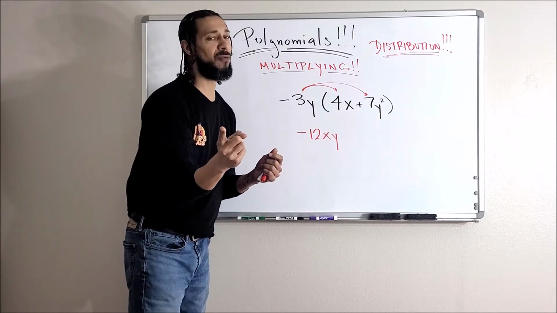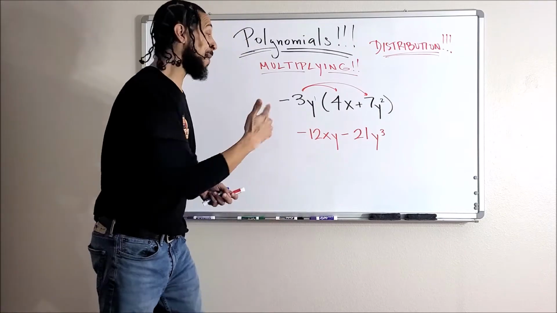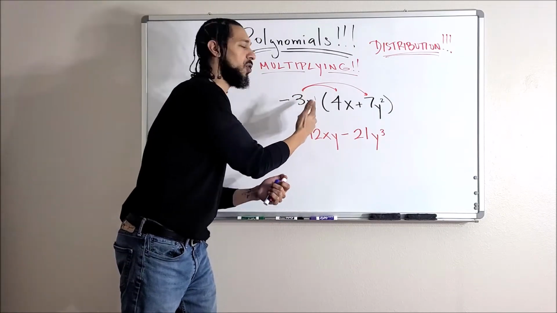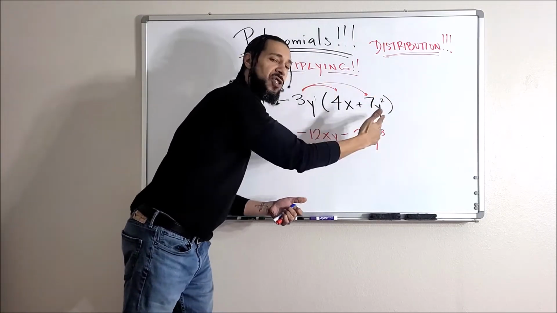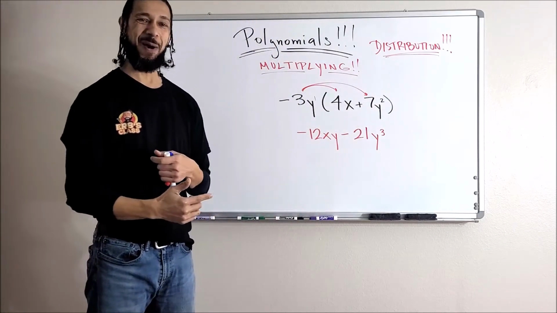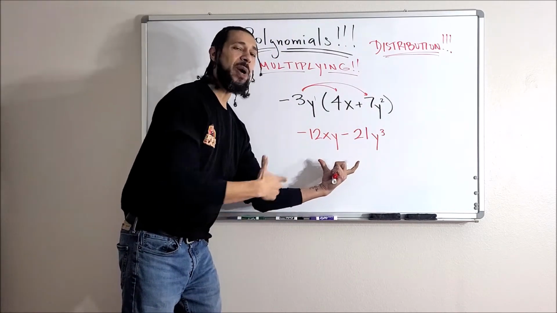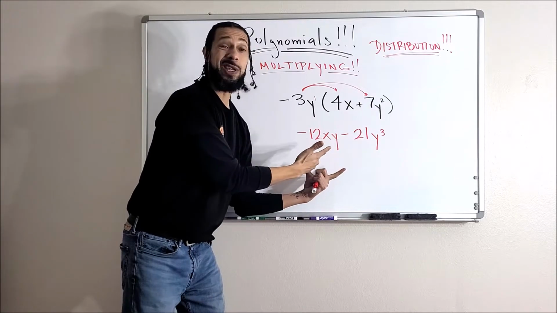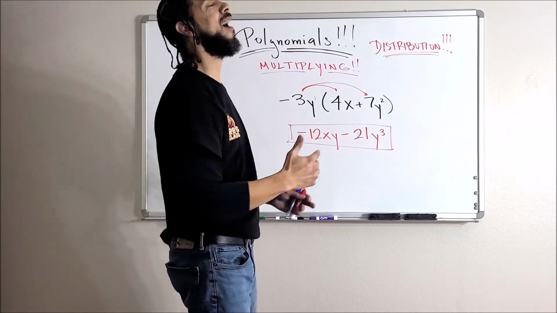Now, to multiply this outside term times the second of the inside terms, you have to remember some of your exponent rules. Remember the exponent on that y is a 1, so when I multiply y times y squared, I get y to the third power. Now check to make sure we don't have any like terms to combine. We don't. So we're good.